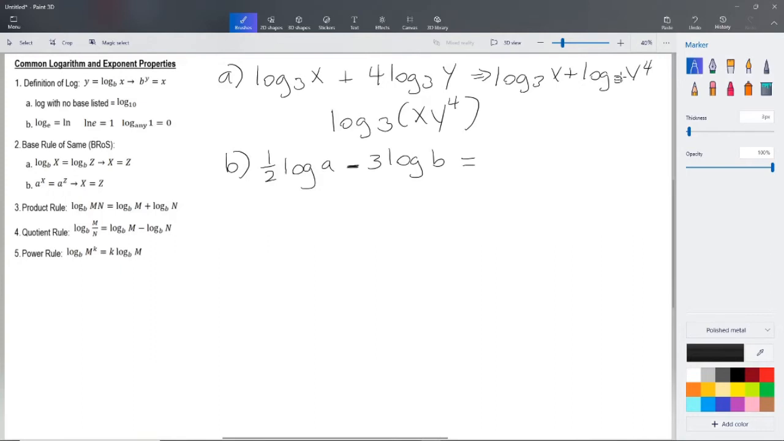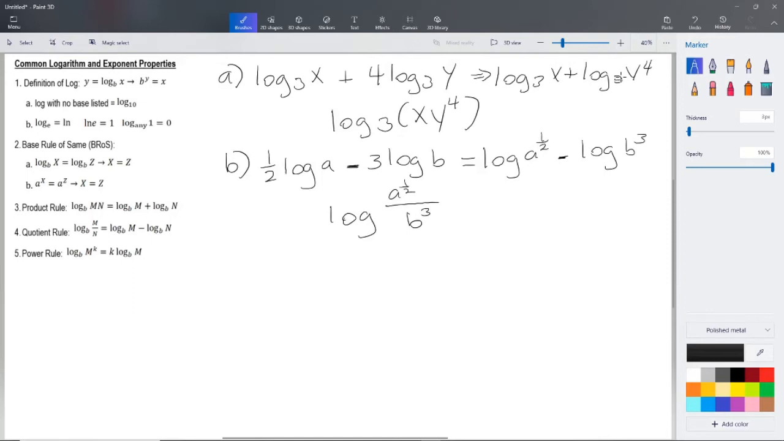And then with a subtraction in the middle, we're going to have to take advantage of the quotient rule to put this back to being 1 log as well. But the first thing is we're going to take care of the power rule. So log of a to the 1/2 power minus log of b to the 3 power. All right, so we've taken care of that. Next thing we want to do is take care of this negative, and so we want to make this into a division, a fraction between these 2 logs. So we're going to have log of our first one, which is a to the 1/2 power, divided by b to the 3rd power. That looks pretty good.